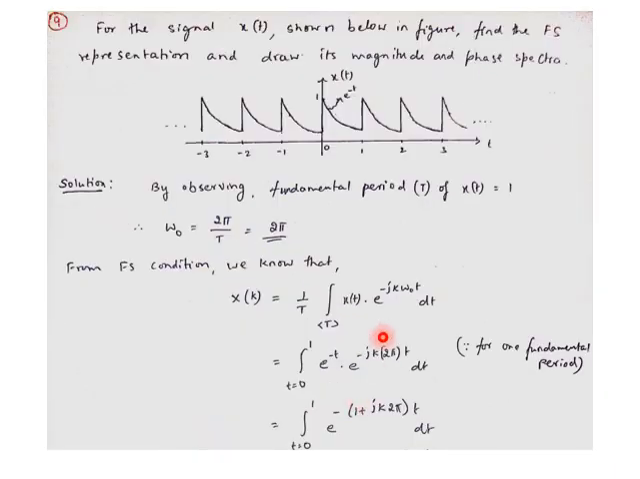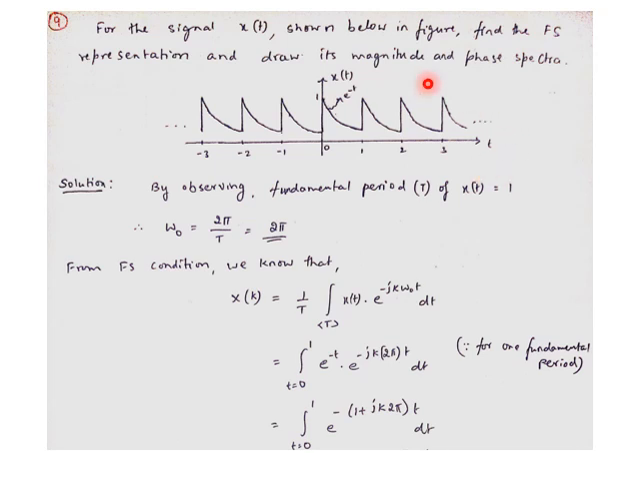The next problem is with respect to the waveform. As I mentioned earlier, we will take some waveforms also. For a given signal x of t, shown in the figure, I have to find the Fourier series representation, and also I have to draw the magnitude and phase spectra for the x of k that we calculate.